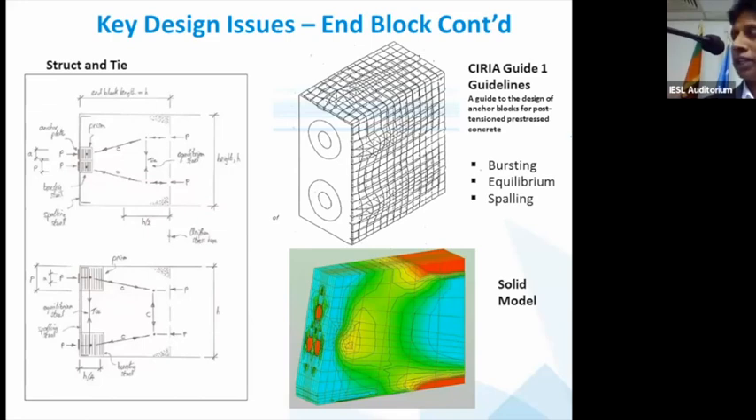Or if it is very complex, people tend to use what you call solid modeling, and you do solid finite element modeling and check whether the stresses are comparable. Right? There are options available.